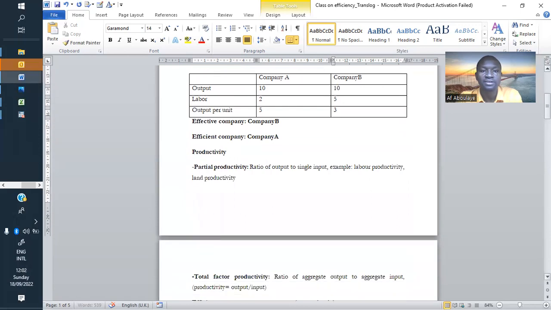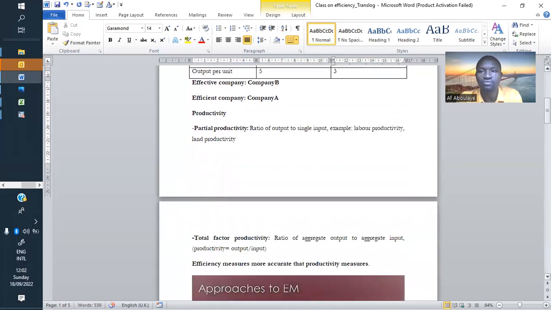Okay. Then talking about productivity, we have two kinds of productivity. Partial productivity is when we are just using the ratio of output to a single input, so at that moment we can talk about labor productivity, only labor, land productivity, and so on. And we also have total factor productivity, which is the ratio of aggregate output to aggregate input.